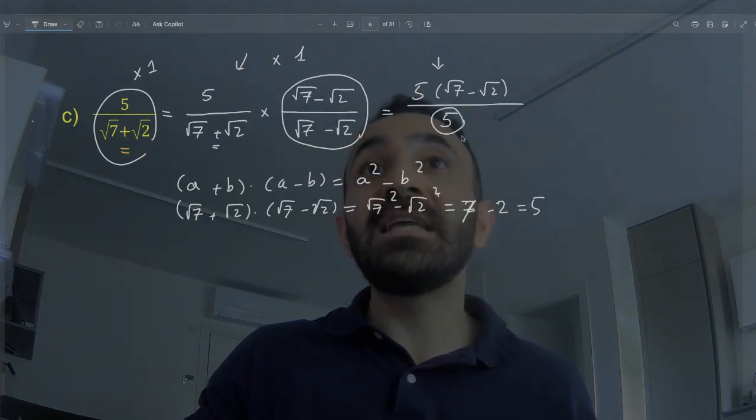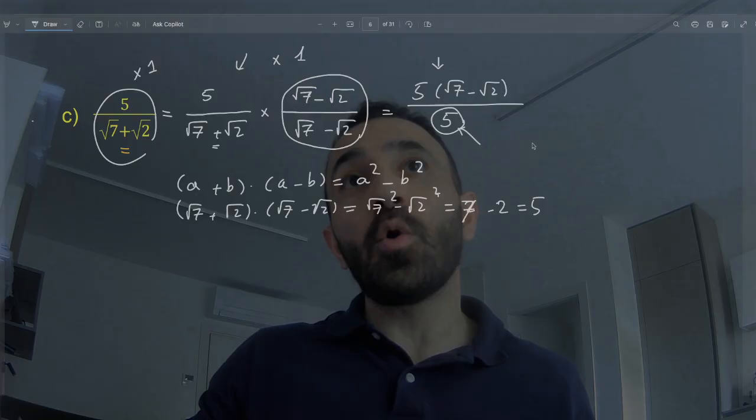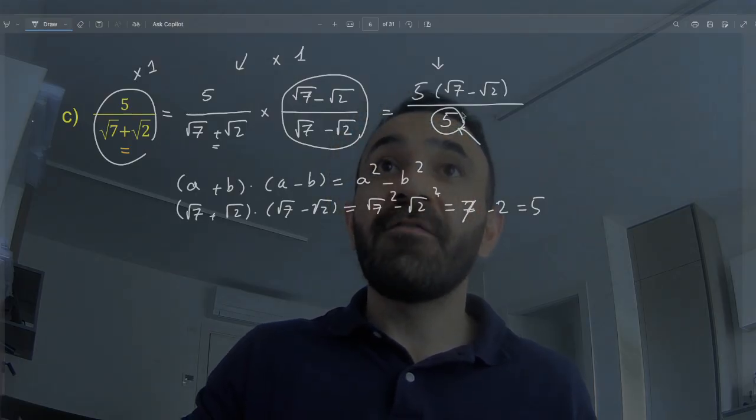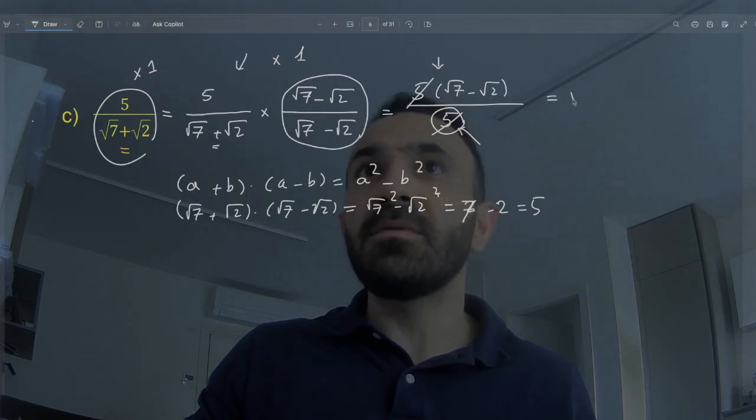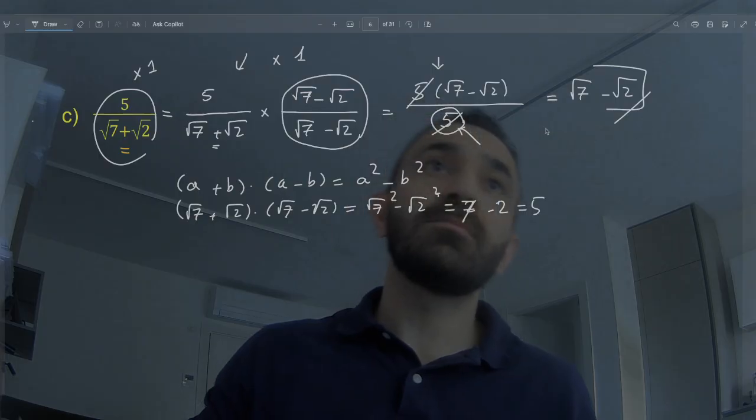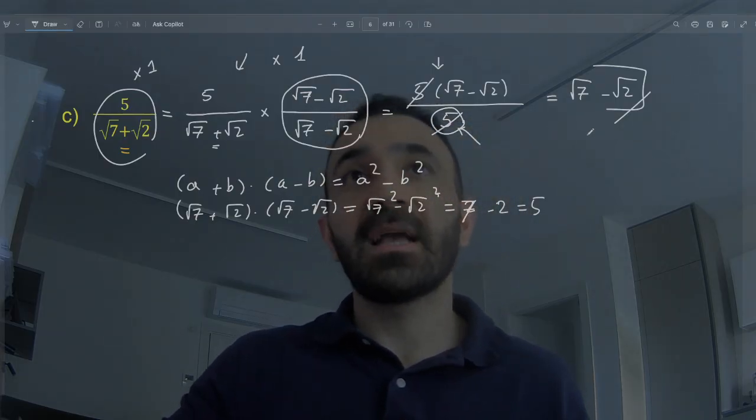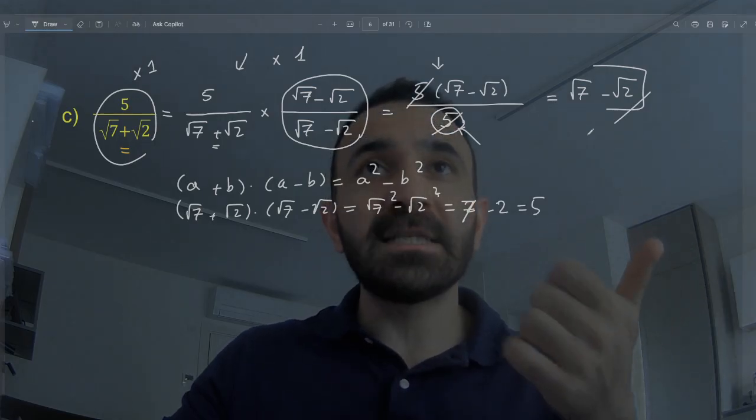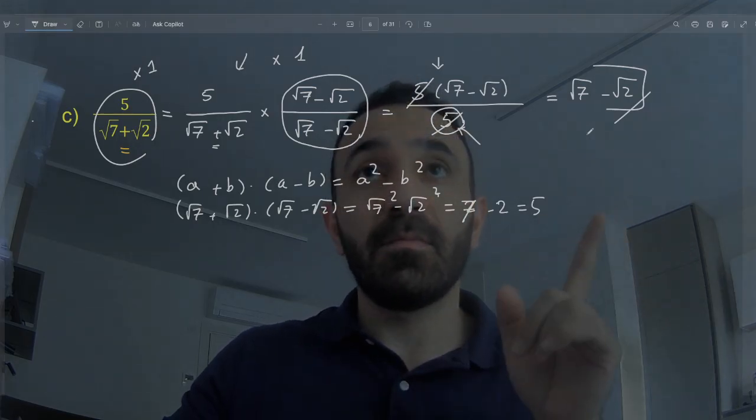Okay, now do you see any square root in the denominator? No. Good for you. Okay, 5 and 5 cancel each other out. The final answer is square root of 7 minus the square root of 2. Finish. Done. Okay, remember you have to rationalize and also simplify both of them.